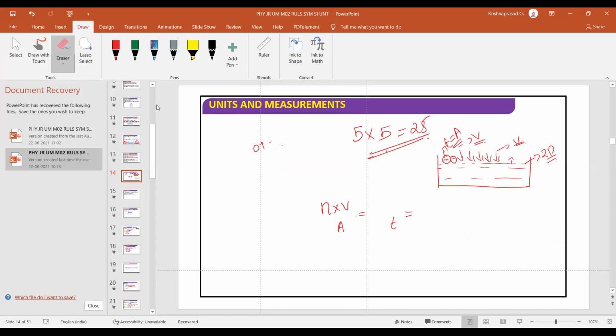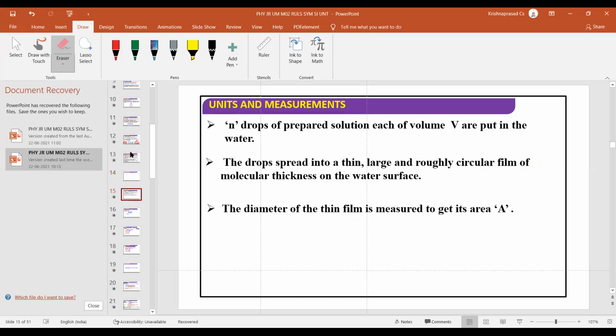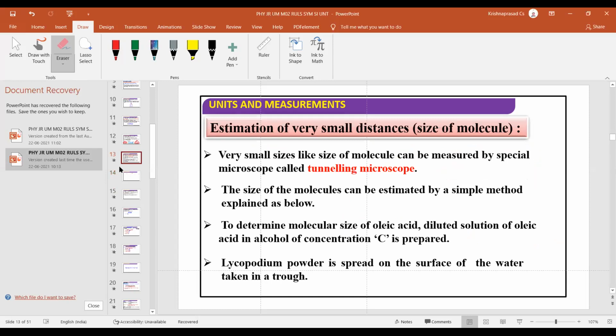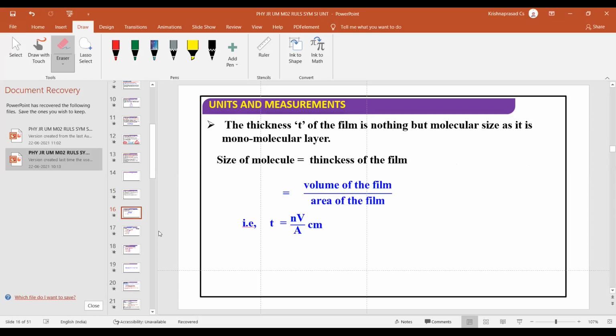Now, from here onwards, this is what it says. Size of a molecule is estimated by a simple method. Oleic acid is diluted in alcohol and a dilute concentration is prepared. Lycopodium powder is spread on the water surface, and n drops, each of volume V, are placed, and the drops spread into a thin film. So the diameter of the thin film gives its area. If we divide the volume by the area, we get the size of the molecule.